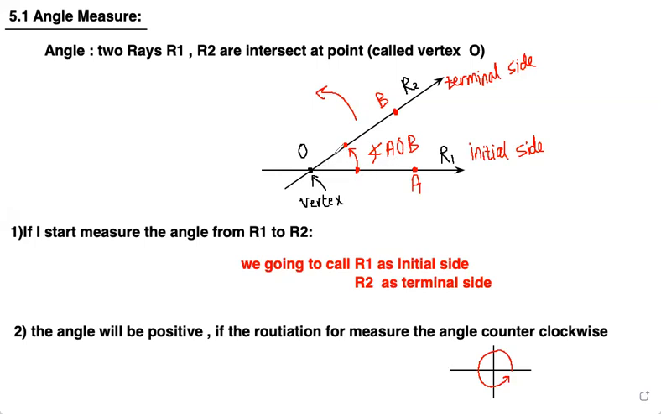But if I start clockwise, something like this, if I measure the angle like this, the angle has a negative sign. Okay. So here we have to focus: counterclockwise will be positive. Positive, counterclockwise. Any questions?